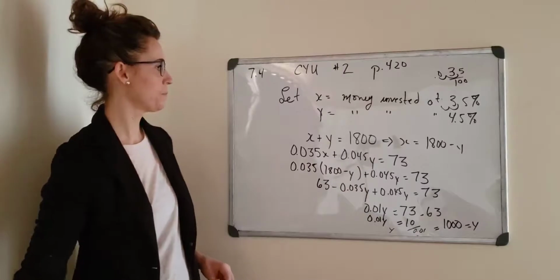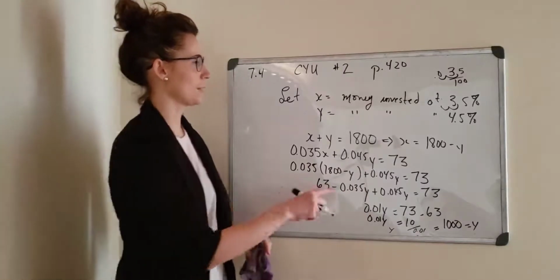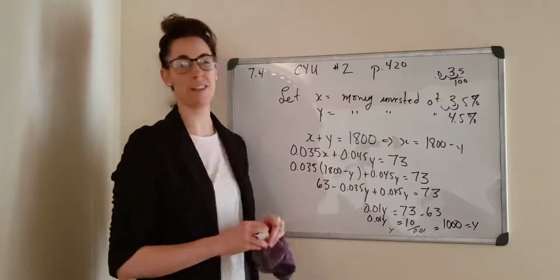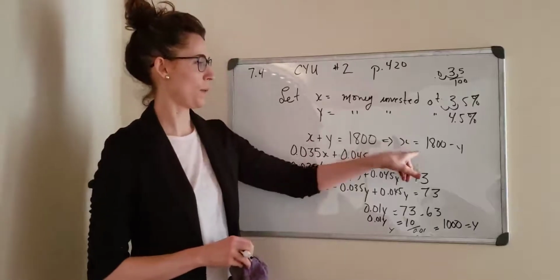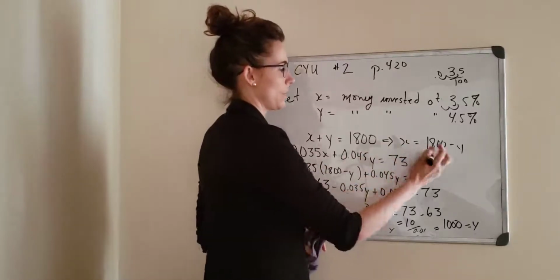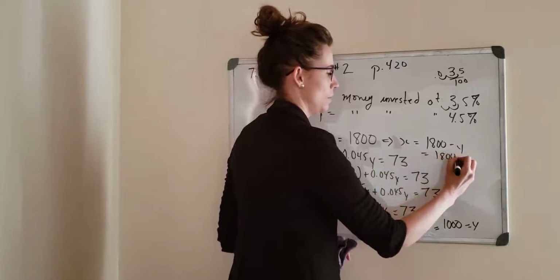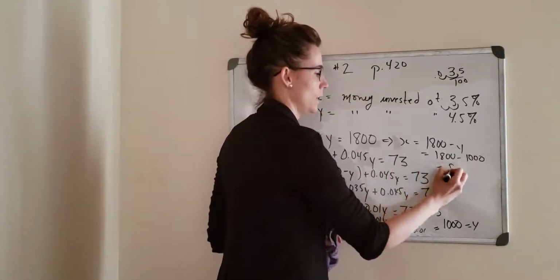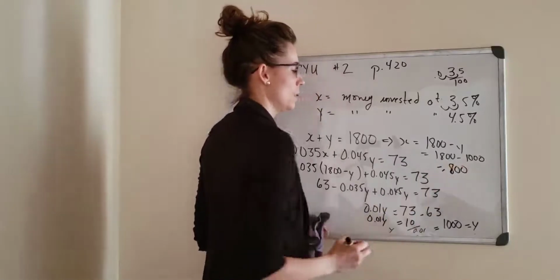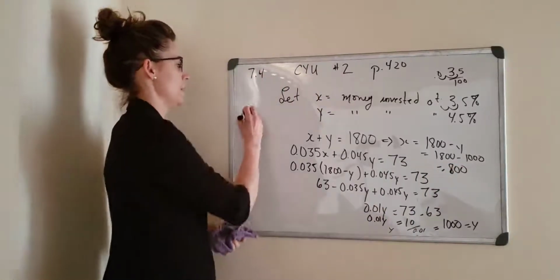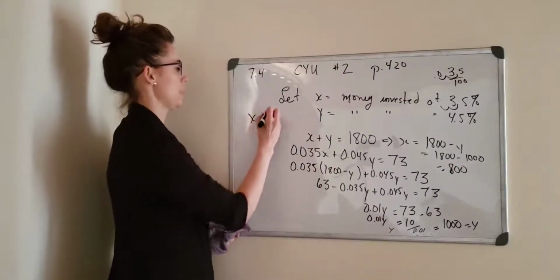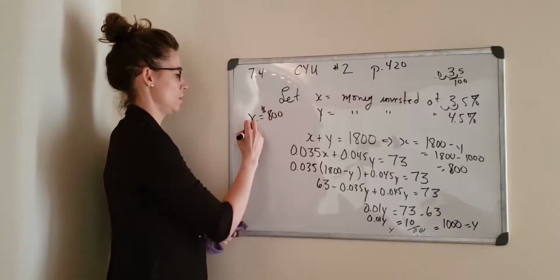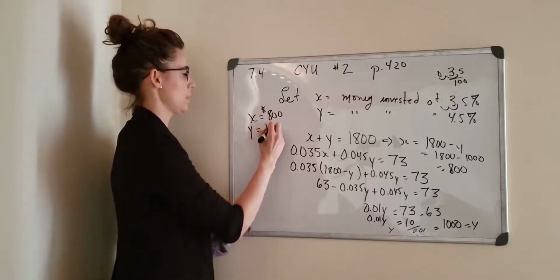My y is 1,000, and then it's pretty easy to solve for x. I would go up here and use this. We know x equals 1,800 minus y, which equals 1,800 minus 1,000. We know they both have to equal 1,800, so x is 800. The answer to this question is x equals $800, y equals $1,000.